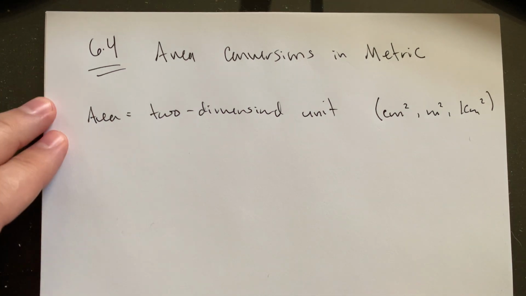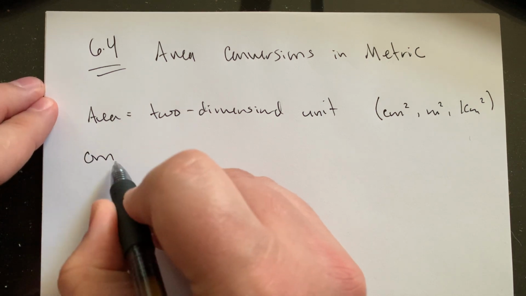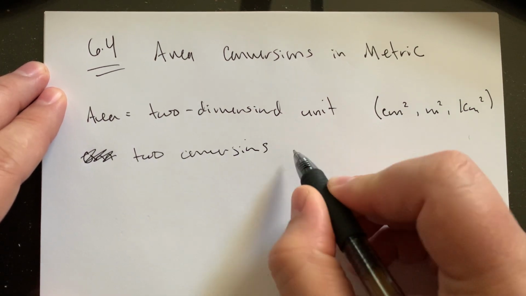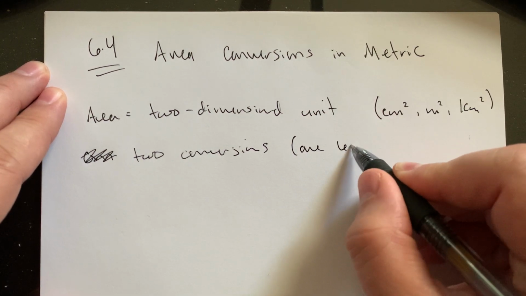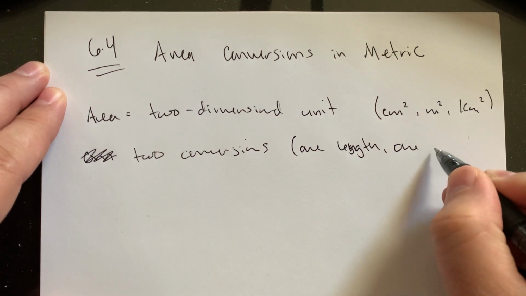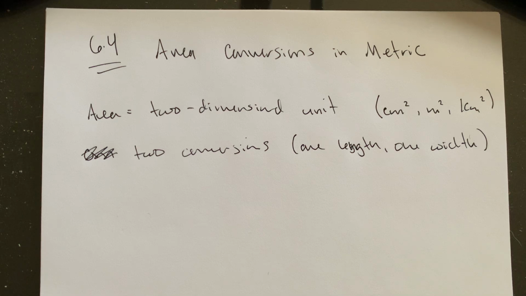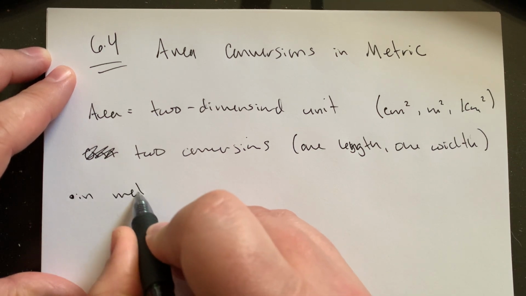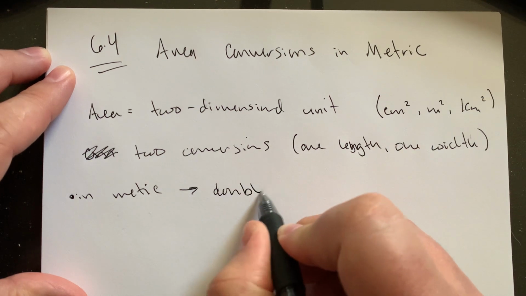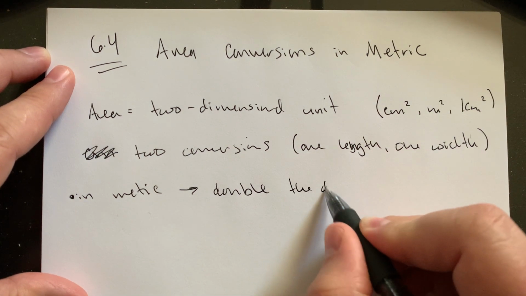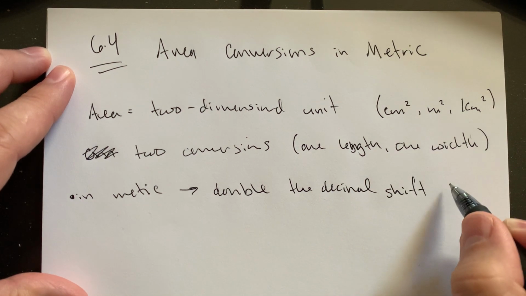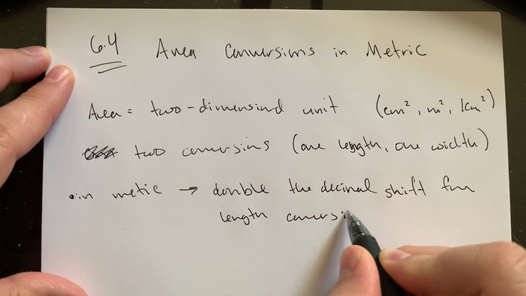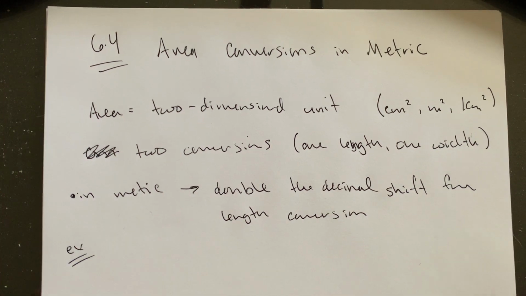And so what that means for us to do different conversions is you have to do two conversions, kind of one for the length and then one for the width is a way that we could conceptualize this. What this is going to mean for us in metric is it just means that you'll double the decimal shift from whatever the individual length conversion would have been. So let's look at an example and then go from there.